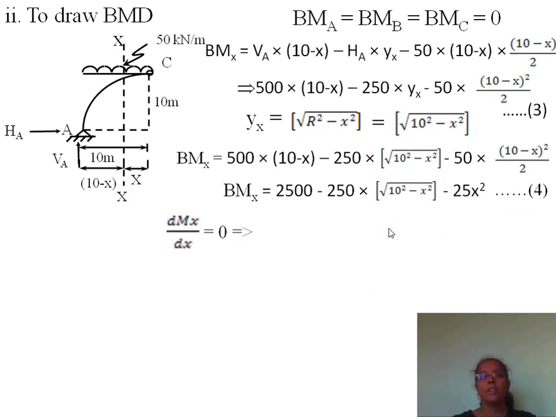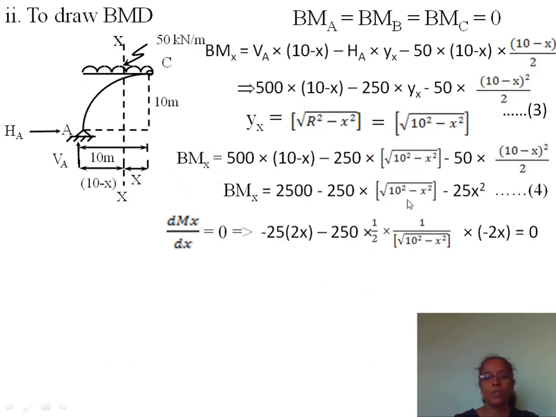To find the maximum or minimum value, first we have to locate its position. To locate the position, we have to differentiate this bending moment equation with respect to X and equate it to 0. Differentiation of 2500 is 0. Differentiation of minus 25X square is minus 25 into 2X, and differentiation of 250 into root of 10 square minus X square is minus 250 into half of 1 divided by root of 10 square minus X square into minus 2X. So that is the differentiation.